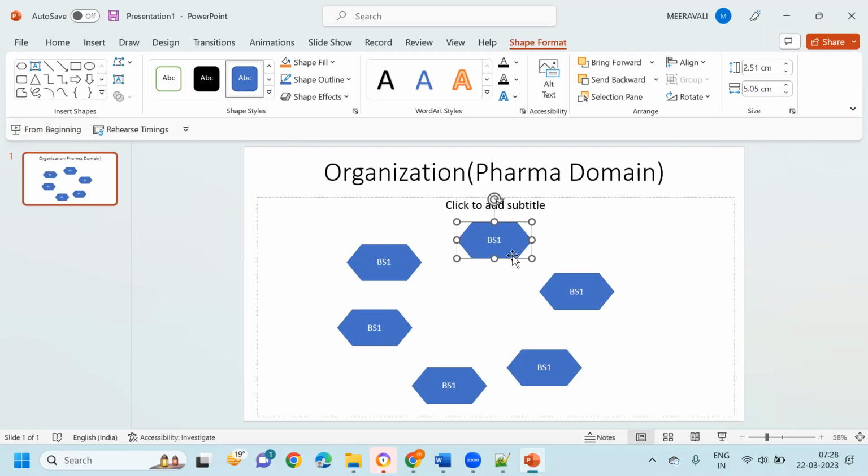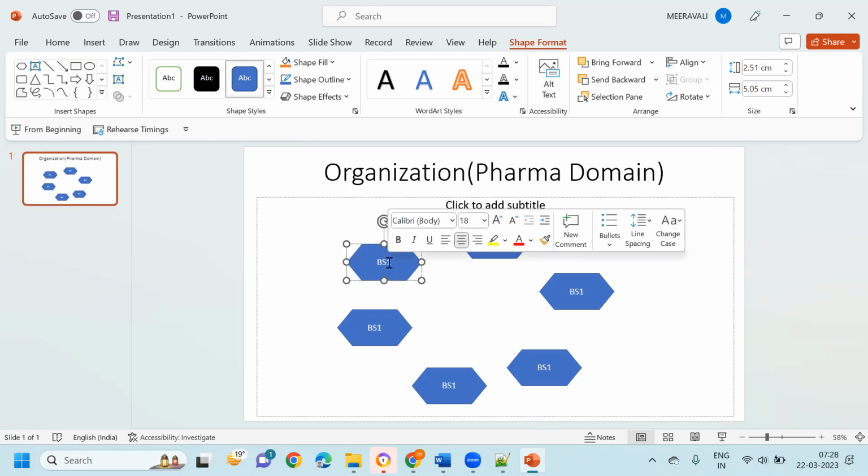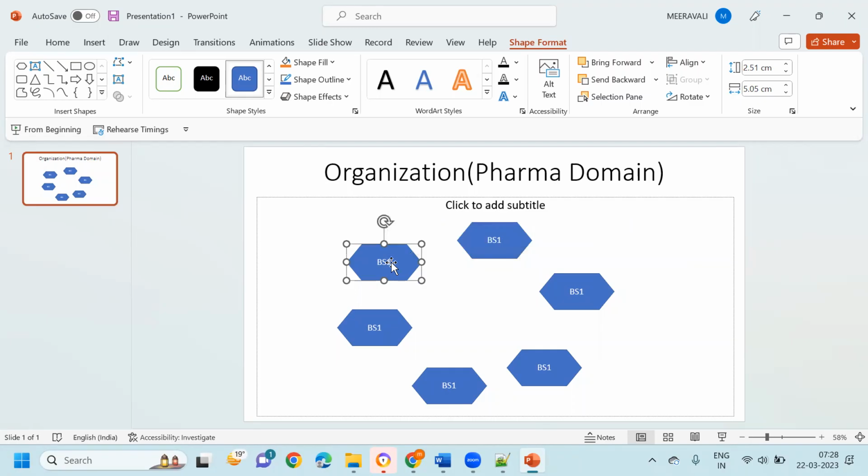More than one business system here. Assume that this is my purchase order department. Let's take this as my business system one, the PO department. Like that, you can see the purchase order department here.